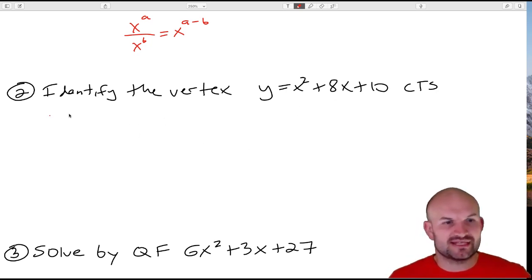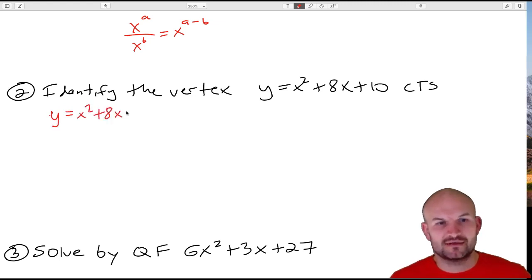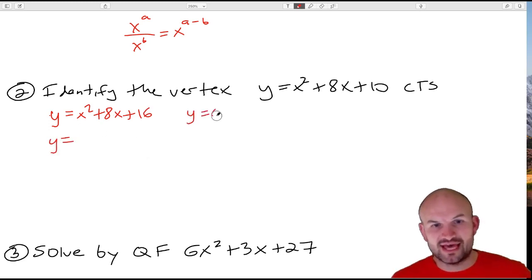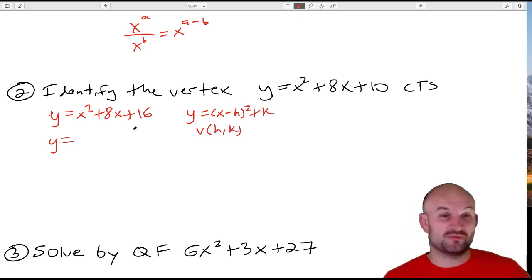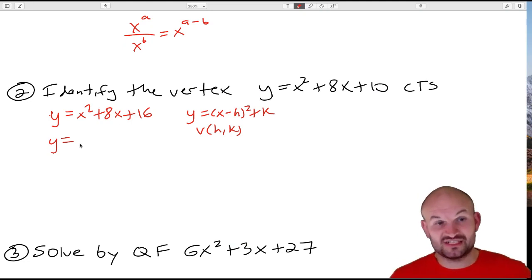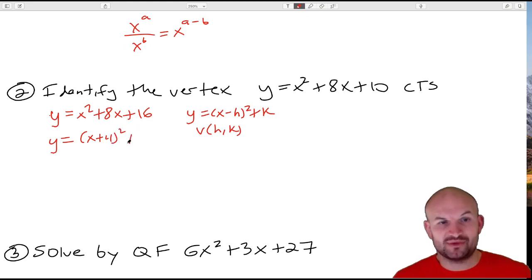So what I'm going to do is say, what if the problem looked like this? y equals x squared plus 8x plus 16. And what if I said, find the vertex here? Well, hopefully you'd recognize that if we had it in vertex form, x minus h squared plus k, then the vertex would be h comma k, right? So if I could rewrite this as a binomial squared, and actually this is factorable, into x plus 4 squared, then k would be 0. So now you could see that the vertex in this case would be negative 4, 0.